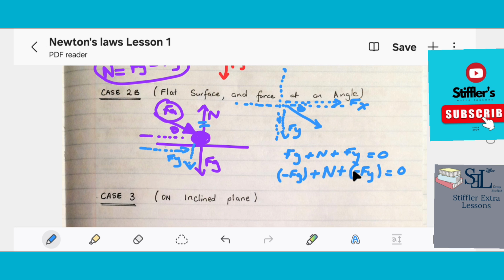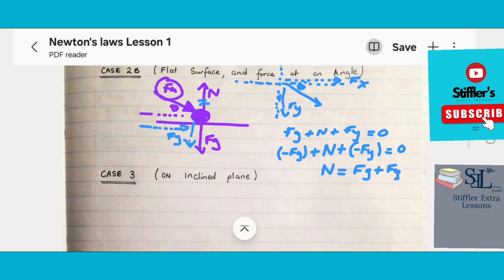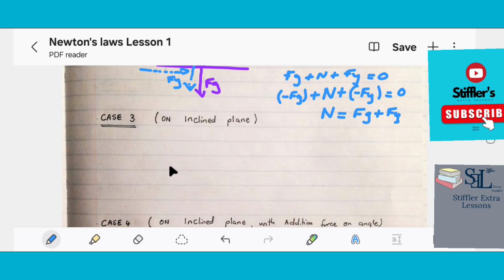Taking Fg and F at y to the other side, making normal force the subject of the formula, it means that our normal force now becomes our Fg plus our F at y. In that situation, you can see what is going on there, right? Now the second-from-last scenario that I can talk about is the inclined plane. How do you find the normal force on an inclined plane?